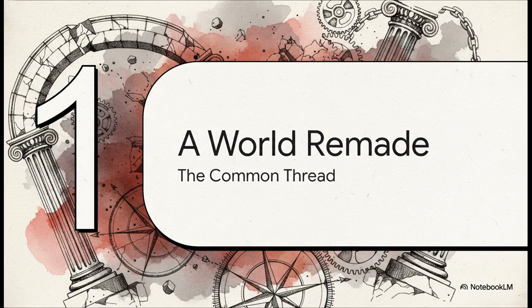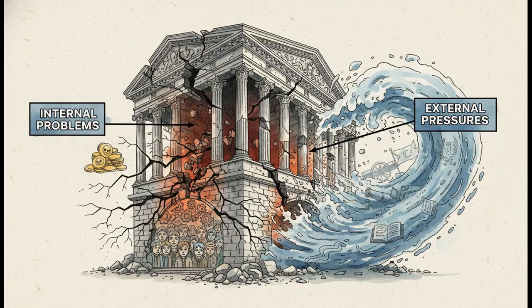To really get a grip on this massive wave of change, we need a framework. Because it was never just one single thing that toppled these giants. It was always a potent, almost perfect storm of different forces hitting all at once. And this is the best way to picture it. You've got all these internal problems, right? Things like corruption, inequality, ethnic tensions.